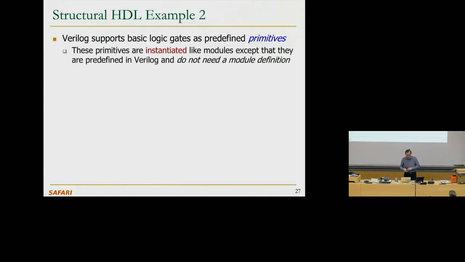Okay, so let's take a look at a structural example over here. Verilog supports basic logic gates. I think I already said this earlier, but let's take a look at how they work. These are the predefined primitives. They're instantiated like modules, except that they're predefined in Verilog and do not need a module definition.